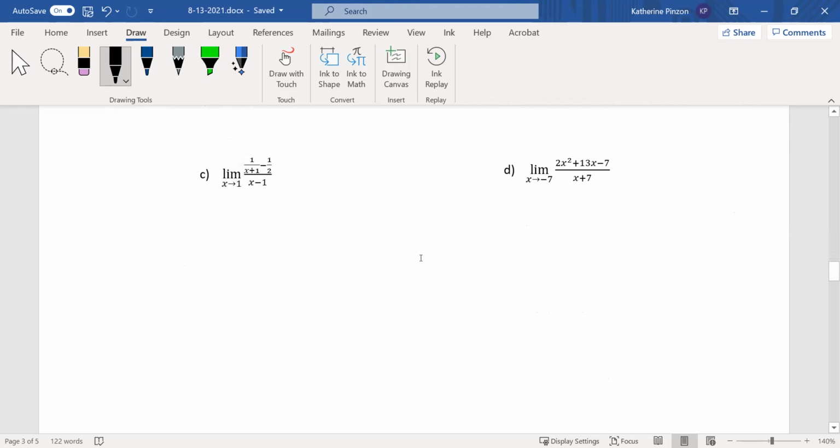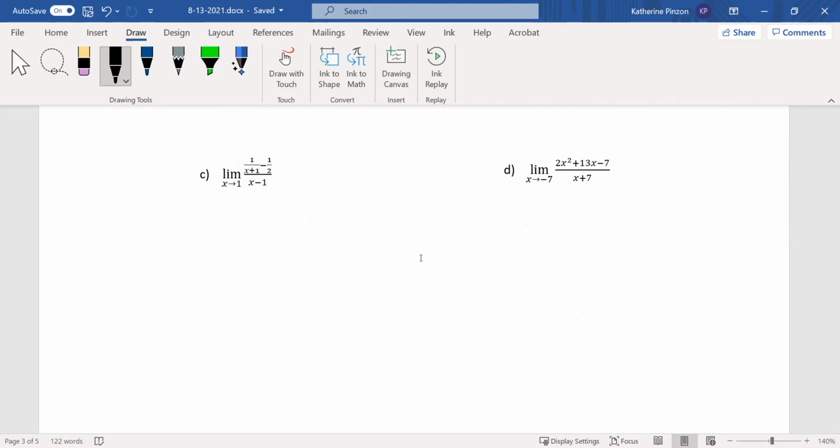Okay, here's one. Oh man, that one looks hard. Limit as x approaches 1 of this fraction, 1 over x plus 1. This might not be on your papers. Sometimes I make last minute decisions. If I get a lot of homework questions, I'm like, shoot, I should do this. Limit as x approaches 1, 1 over x plus 1 minus 1/2, divided by x minus 1.